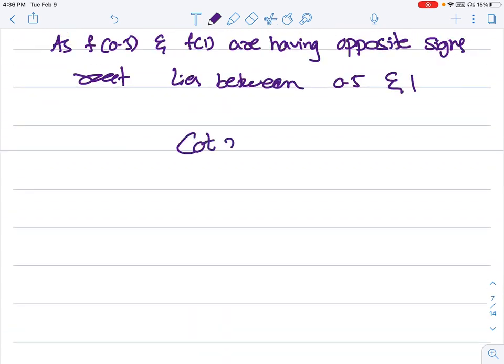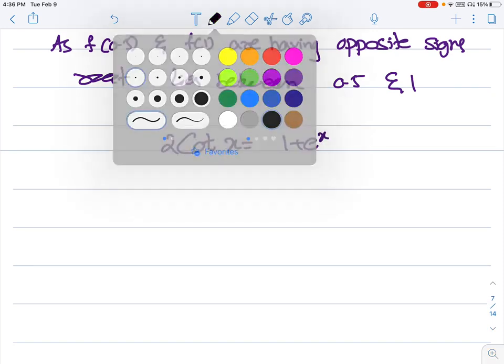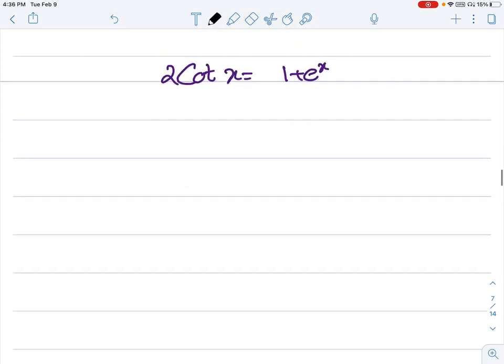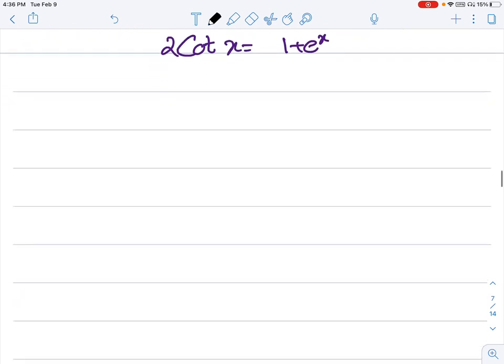So basically the equation was cot x is equal to 1 plus e power x. Now I have to get that equation. What is that equation? I have to get it out. Let us write x is equal to tan inverse 2 by 1 plus e power x.